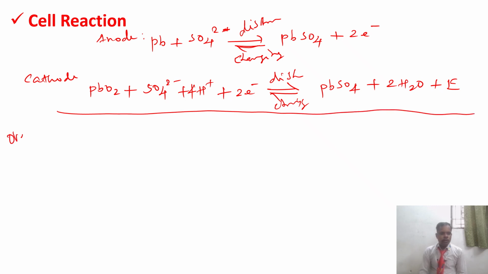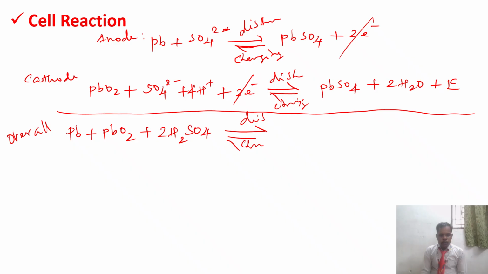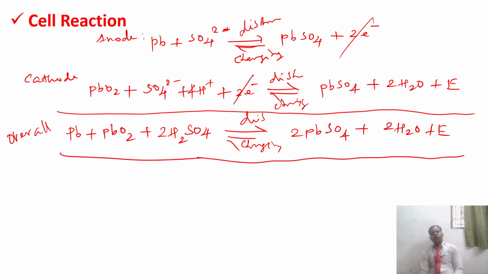Now we write the overall reaction. For the overall reaction we cancel the common terms, so the 2 electrons are cancelled. We write lead plus lead dioxide plus 4H plus, plus 2 SO4 2 minus, so we write 2 moles of H2SO4. Here discharging, here charging. The product is 2 moles of lead sulfate plus 2H2O plus electricity. So this is the overall reaction in the lead storage cell, or lead accumulator, or lead acid battery. This is the discharging time, the battery's working time.